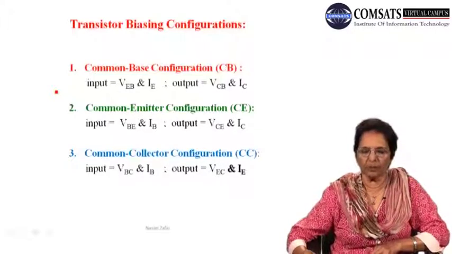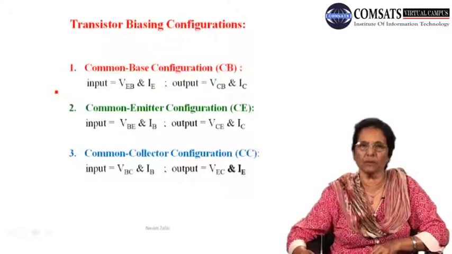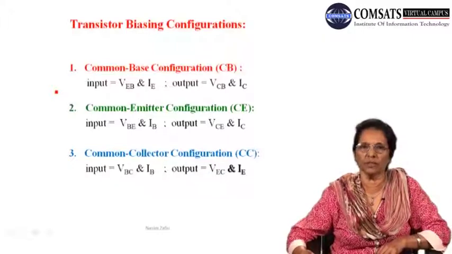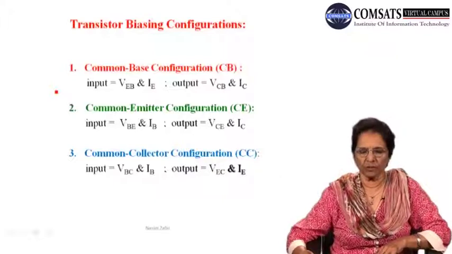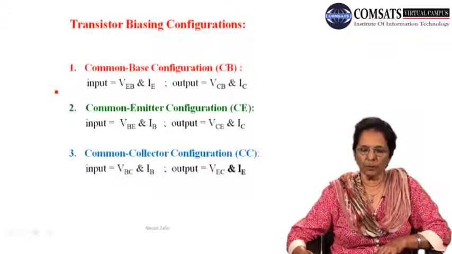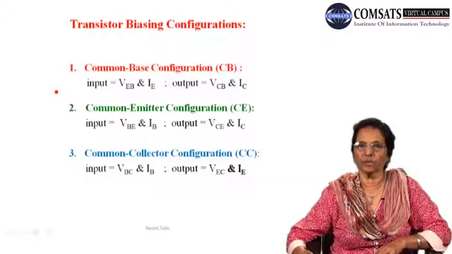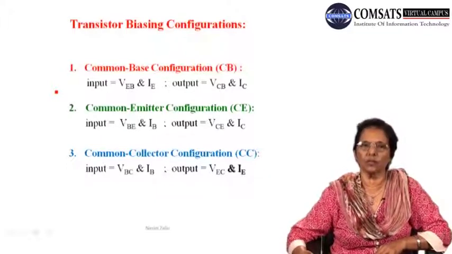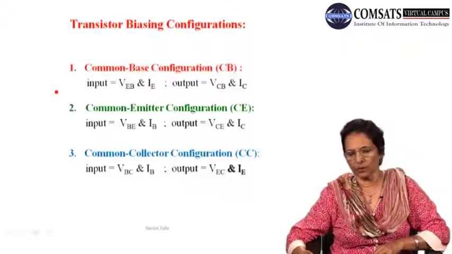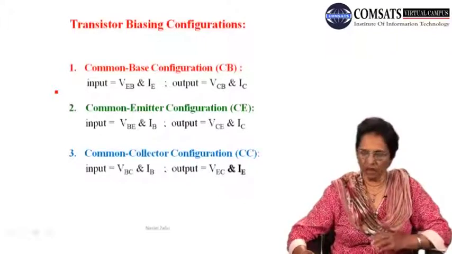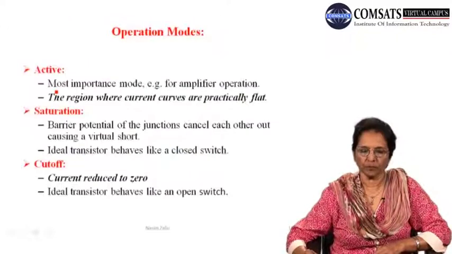Now, as I mentioned before, there are three modes of operation, or three modes of biasing, for a bipolar junction transistor, listed as common base, common emitter, and common collector. As I mentioned before, the first two are normally utilized in various circuit operations. For the common base, obviously the input will be VEB and IE, and the output is between base and collector, and the output current is IC. Similarly, for the common emitter configuration, the input is VBE and the input current is IB, and the output is VCE and IC, and similarly for the common collector configuration.